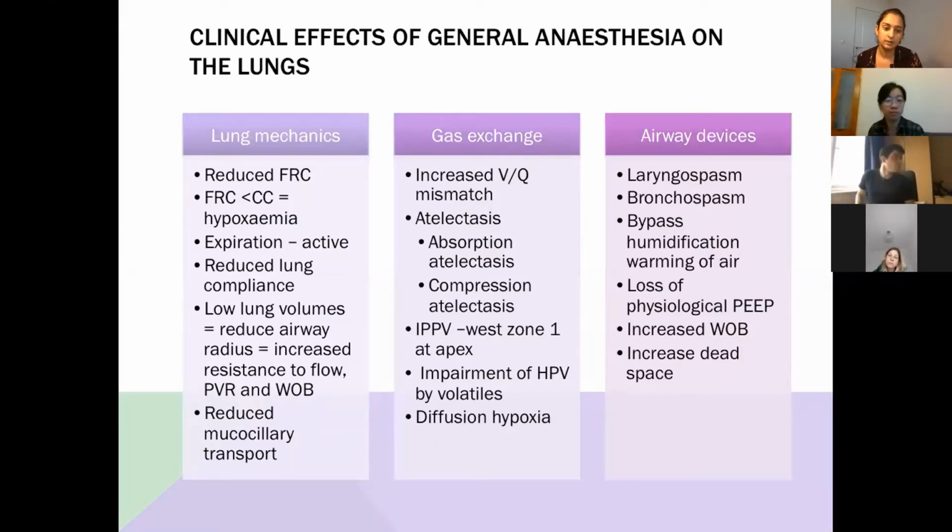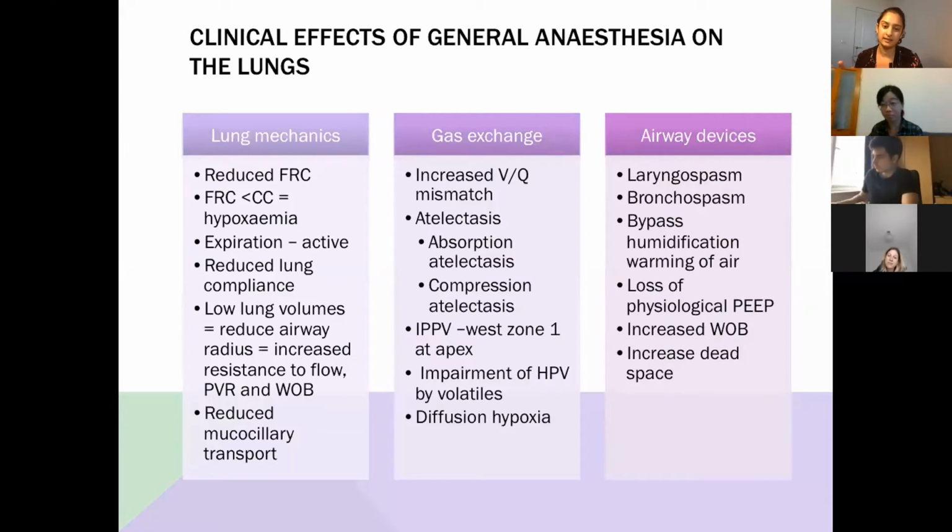Low lung volumes present in general anaesthesia cause reduced airway radius. Now, if you think back to Dr. Marriott's talk last week about flow, the Hagen-Poiseuille formula is: flow equals change in pressure times pi r to the power of 4 over 8nL.